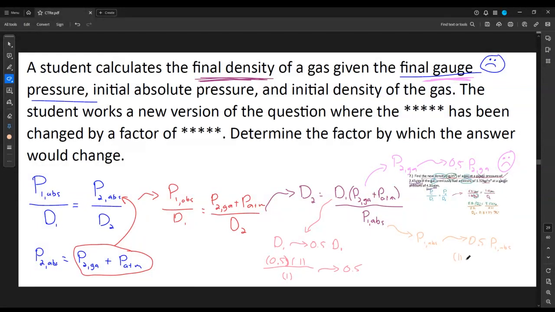So here, the original density is not changing. The final gauge pressure is not changing. And then what we're looking for, this is on the bottom. So the factor ends up here. Okay, so that's going to end up giving you 1 divided by the factor, or the reciprocal of the factor. And because I used a nice number like 0.5, that's going to turn into a nice clean number like 2.